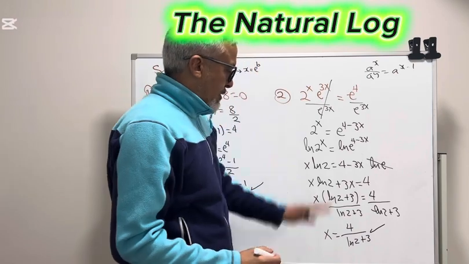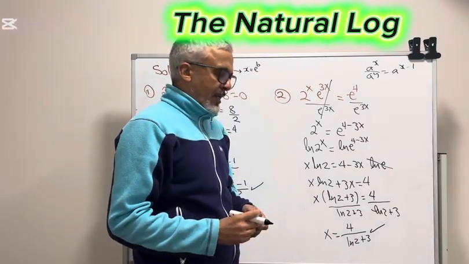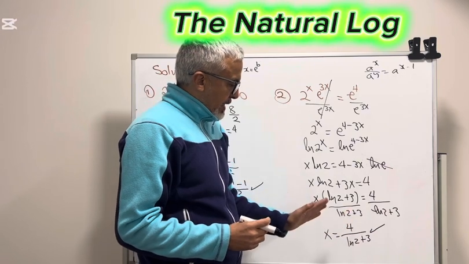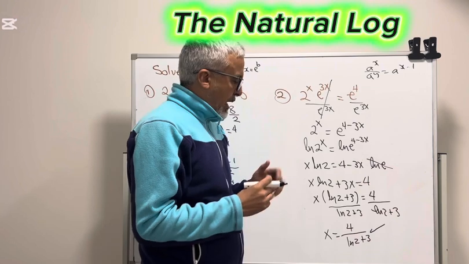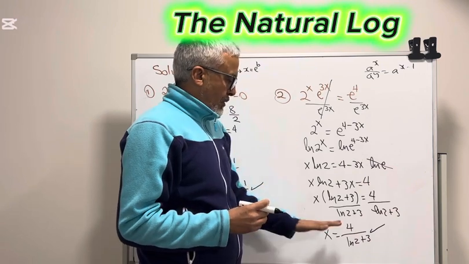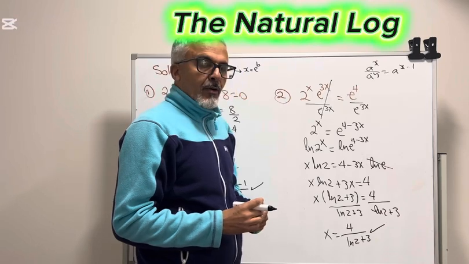in exact values. Again, if you like decimals, you could just put it into your calculator, and if you do, just go 4 divided by brackets ln 2 + 3 close brackets, and that way you don't mix the order of operations on your calculator and get the wrong answer.